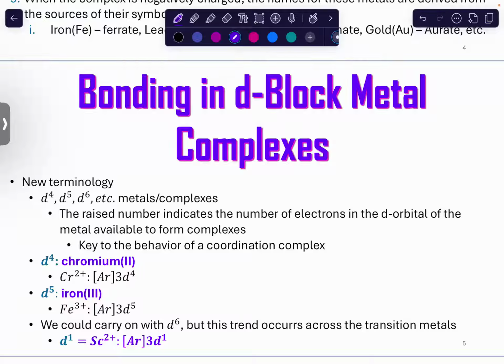So your iron 3 is a d5 complex, so on and so forth. So you'll see d4s, d5s. These are the things you'll see in articles, and this is what they're talking about. And you can use this trend all the way across the transition metals.